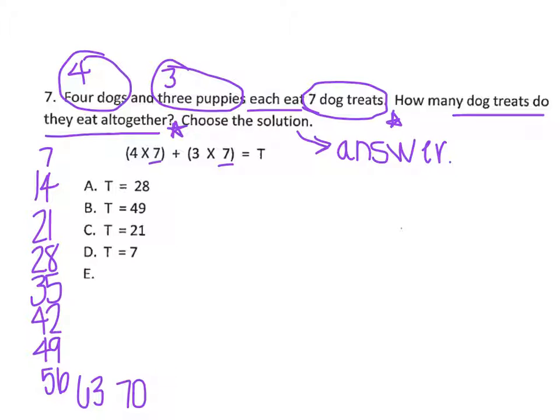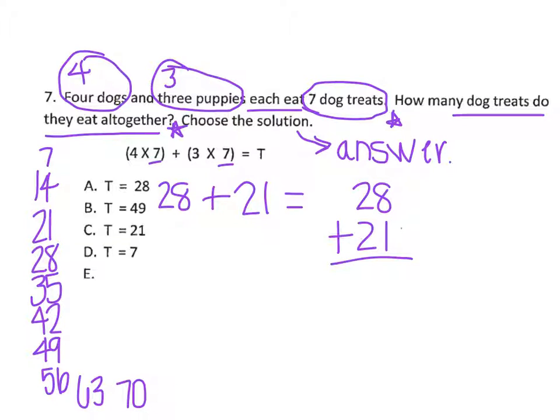So first I have to multiply 4 times 7. So that is 28. Next, I'm going to multiply 3 times 7, which is 21. Now I'm going to add those together. So 28 plus 21, 8 plus 1 is 9, 2 plus 2 equals 4. So my answer is 49, which matches with letter B.